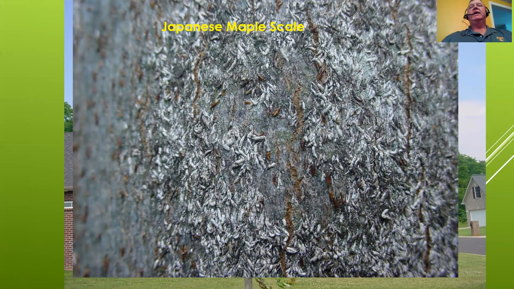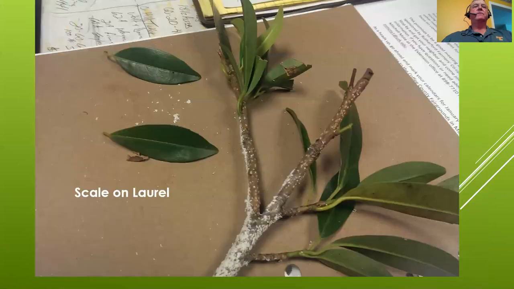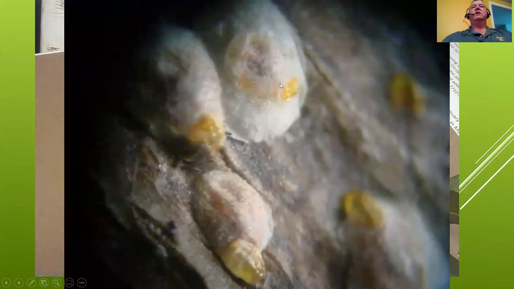So that, again, influences the amount of water that is available for the tree that's necessary for it to survive. Here's some more scale insect down here on this laurel shrub. You see a heavy population all up and down the stem of it right there. Here's a close-up of some of the scale insects.